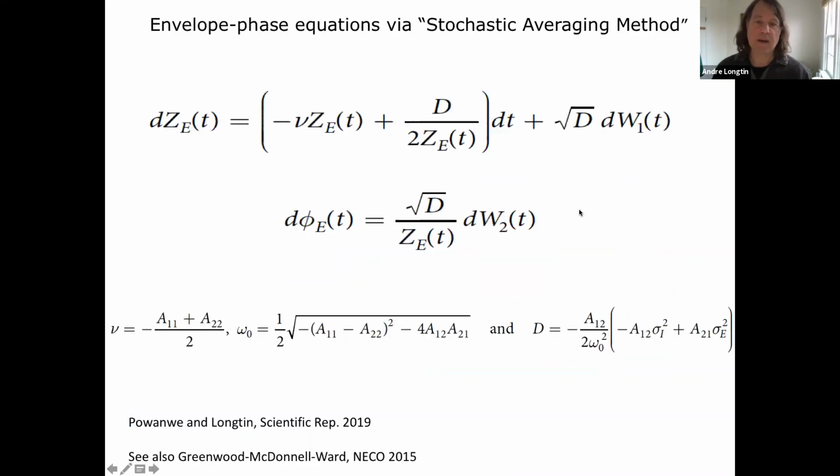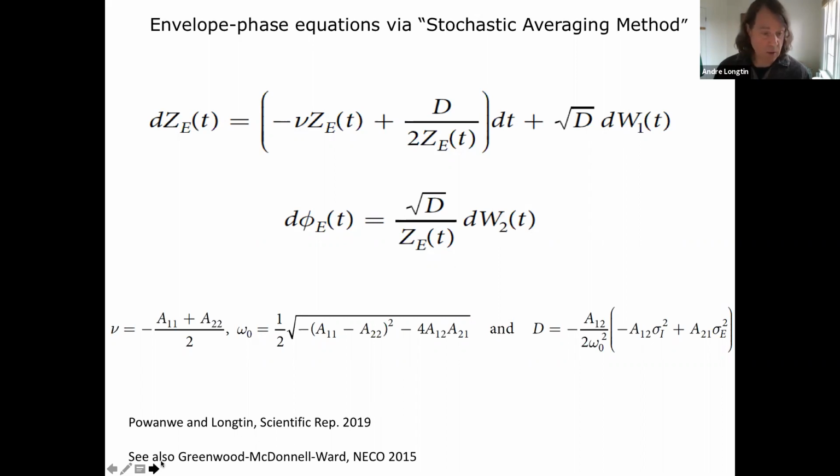And this is the main result, where you have amplitude envelope phase equations via the stochastic averaging method. So dz dt is minus z plus d over z, where d is the noise. So you get some nonlinearity that's controlled by the noise level, and you have this Brownian motion here. The phase is also 1 over z times a separate Brownian motion.